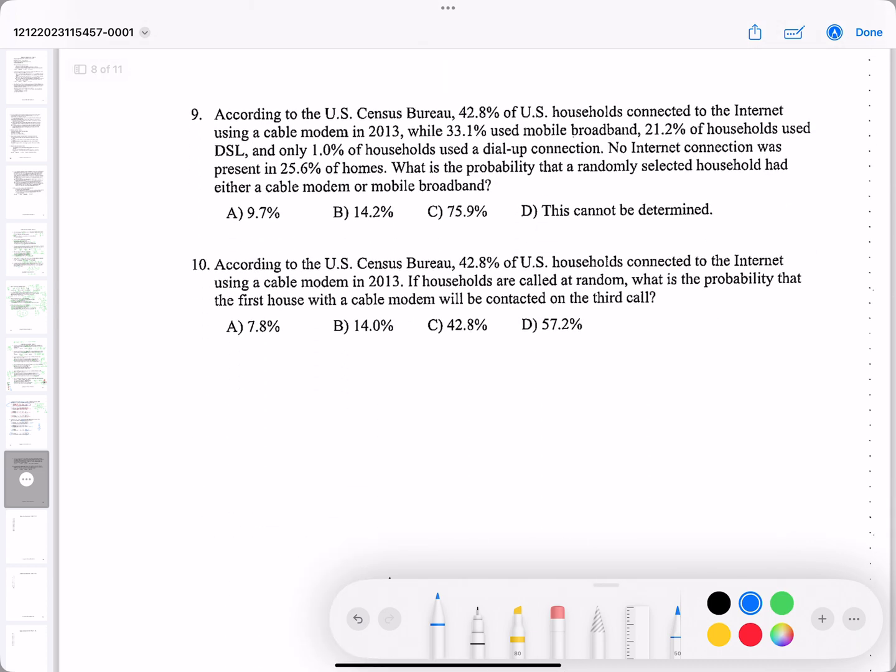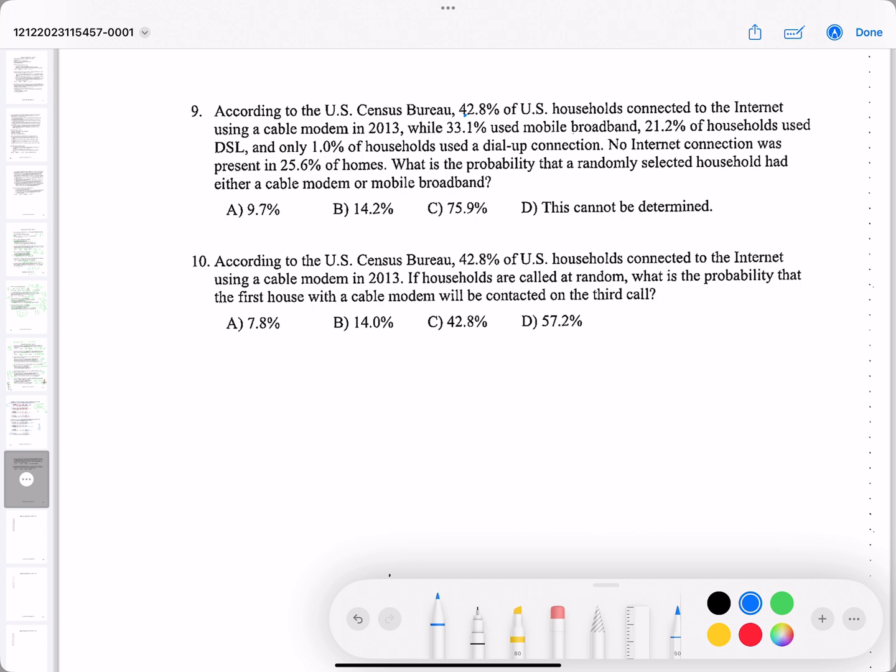According to the U.S. Census Bureau, 42.8% of U.S. households connected to the internet using cable, while 33.1% use mobile, and 21.2% is DSL, and 1% is dial-up. No internet connection was in 25.6% of the homes. What's the probability the randomly selected household had either cable or mobile?